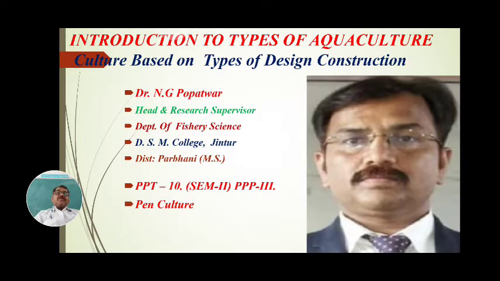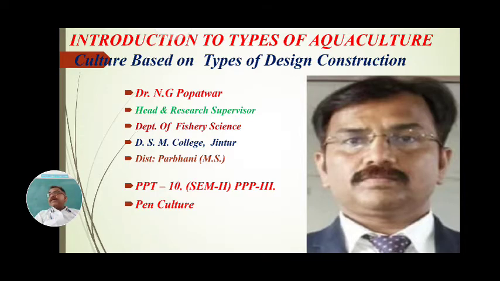In this Introduction to Types of Aquaculture, we have seen culture based on different criteria during the last few periods. In the first period we saw culture based on quality of water, that is freshwater aquaculture, marine water aquaculture and brackish water aquaculture. This is the first criteria. The second criteria is culture based on economic or commercial consideration, which is divided into 3 types: extensive aquaculture, intensive aquaculture and semi-intensive aquaculture. This is the second criteria.